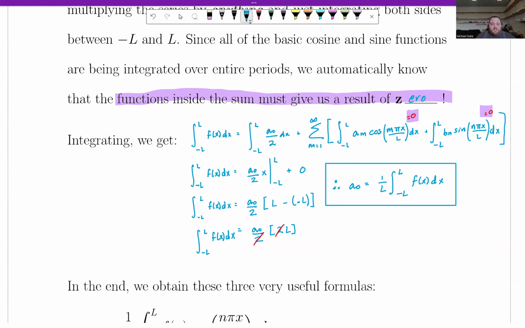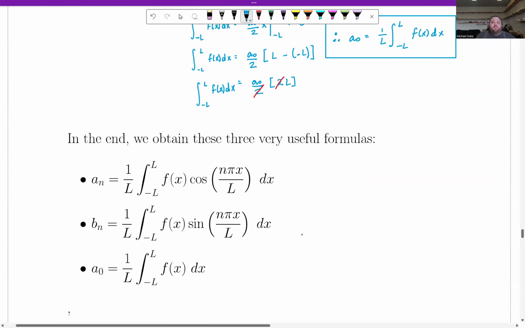Okay? So in the end, we obtain these three useful formulas. an equals 1 over L times the integral from negative L to L of f of x cos n pi x over L, bn right here, and a naught right here. I'm not going to read all of those out, but we get these three formulas, and we can use these formulas to solve for our various coefficients. Okay, good.